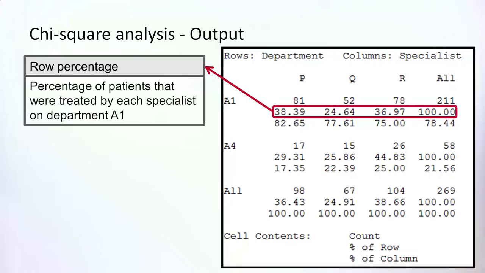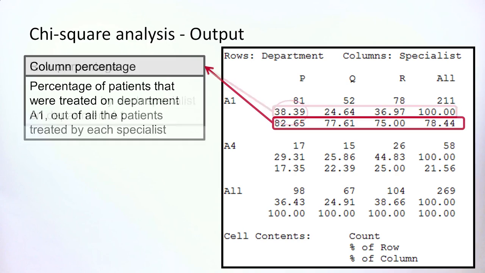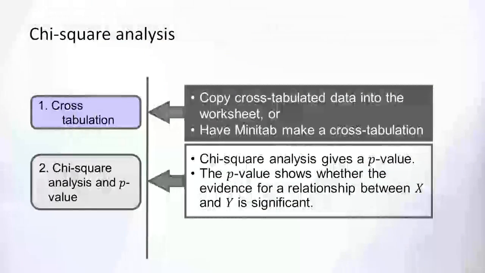The row below that shows us the percentage of patients in Department A1 that was treated by one of the specialists. For example, 38% of the patients that were treated in Department A1 was treated by Specialist P. The bottom row shows us the percentage of patients that were treated by a specialist at one of the departments. So, for example, 82% of all the patients treated by Specialist P was treated at Department A1. Now that we have interpreted the cross tabulation, we have completed step 1.